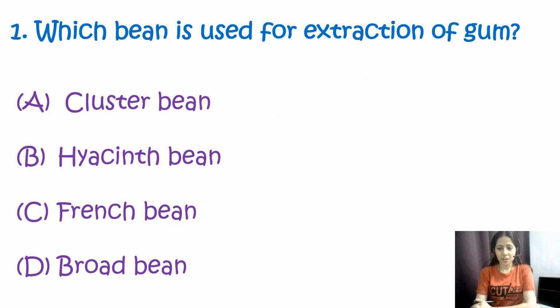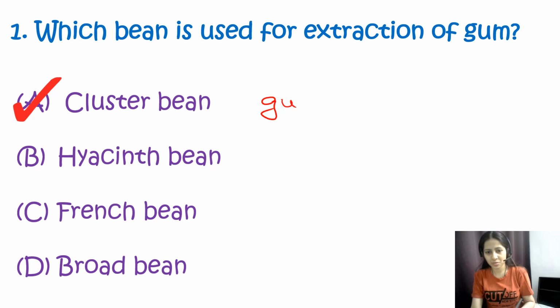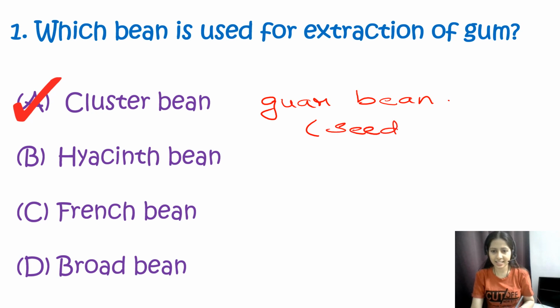Question number 1. Which bean is used for extraction of gum? Options are cluster bean, Hassan bean, French bean or broad bean. The bean which is used for the extraction of gum is option A, that is cluster bean. Another name for cluster bean is guar bean. And we know that it is primarily cultivated for its seeds, which are processed to extract the guar gums.